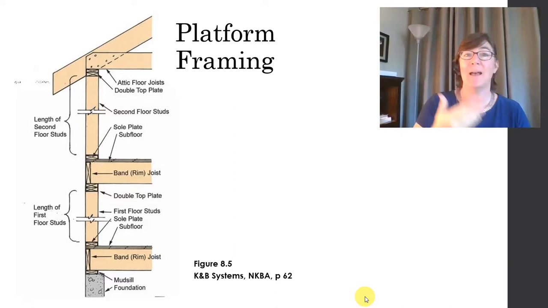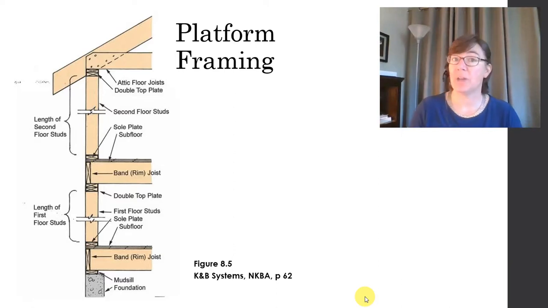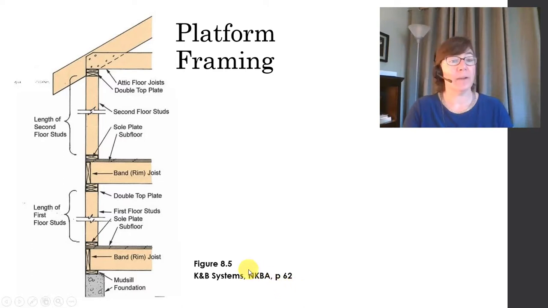Here is your textbook's illustration of a platform framing system. It's figure 8.5, and if you want to follow along, please turn to page 62 in your text. Let's take a look and start at the bottom of this diagram. I always like to work my way up from the soil up to the roof.